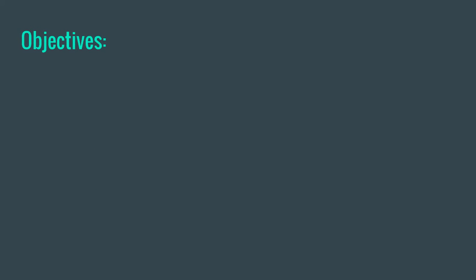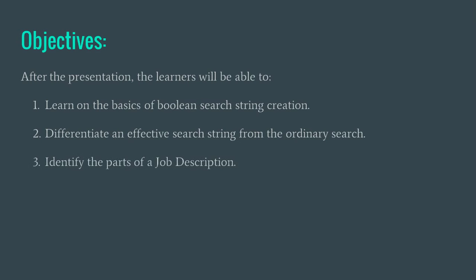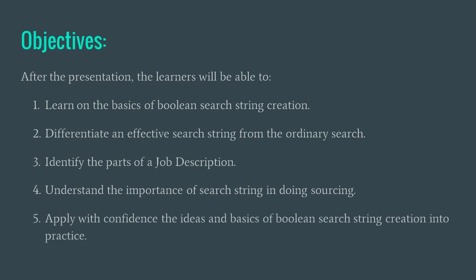So with the objectives of this presentation, the viewers will be able to, number one, learn the basics of Boolean search string creation. Number two is to differentiate an effective search string from the ordinary search. Number three is to identify the parts of a job description. Number four is to understand the importance of search string in doing sourcing. And number five is to apply with confidence the ideas and basics of Boolean search string creation into practice.